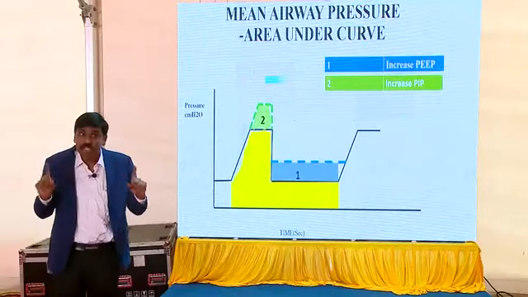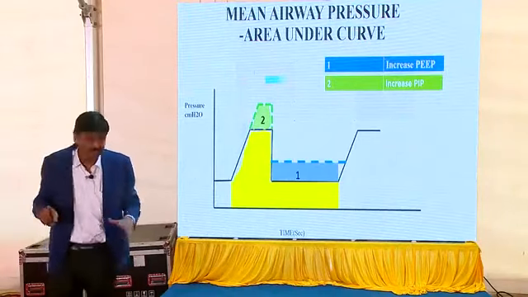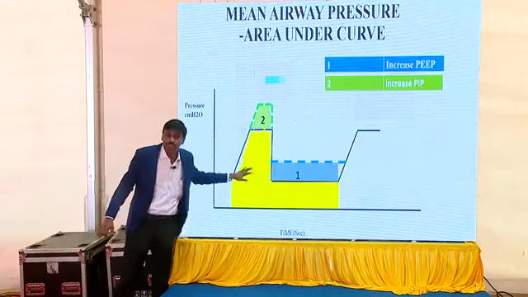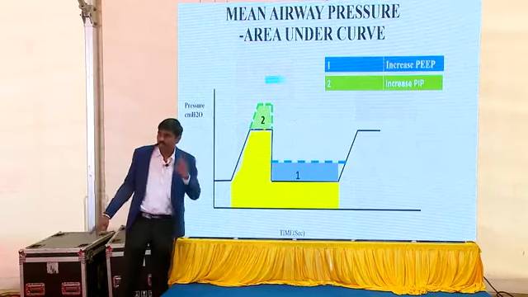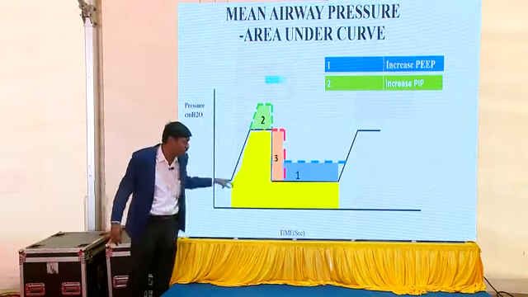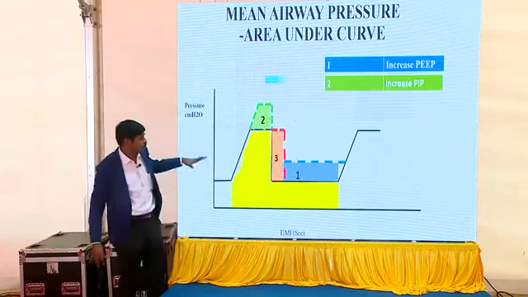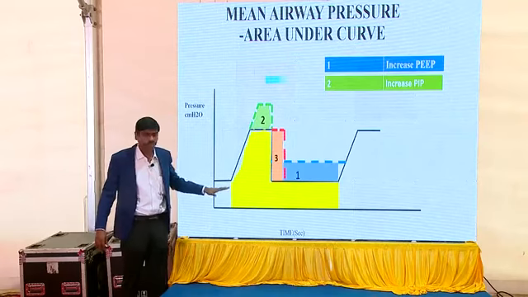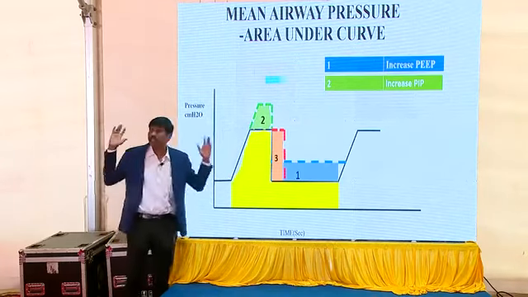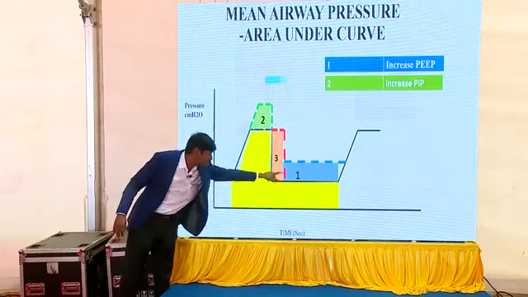Okay, so the ultimate thing which ensures your oxygenation is going to be mean airway pressure, which is actually the area under this curve, that is the yellow one. Now, if I want to improve oxygenation, how do I improve this area? Okay, so there are many ways to do it. One is from here I increase the I time, that will ensure that my yellow color becomes more. Next, sometimes I can increase the PEEP here.